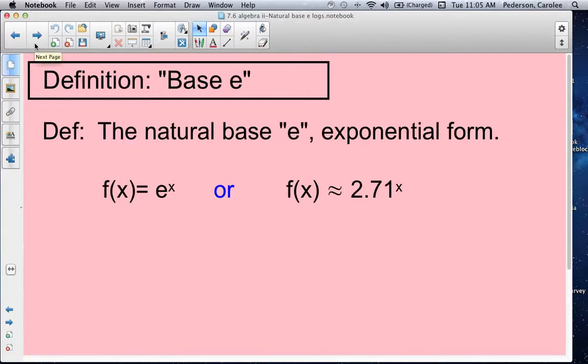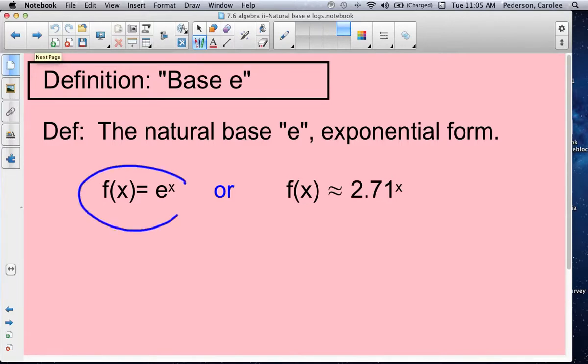So here's the definition of base e. When we have a base e, we can use our calculator for it. What e represents is approximately 2.71. It's kind of like pi, where we say pi is approximately 3.14. So you can write this function as f of x equals e raised to the x power, or f of x is approximately 2.71 raised to the x power. Go ahead and write this definition down. Push pause if you need to.